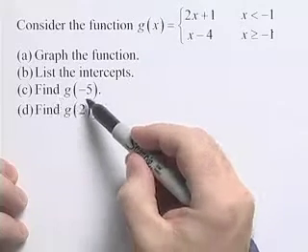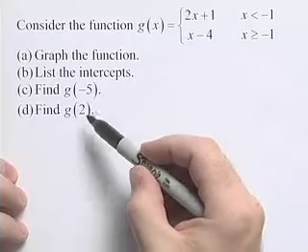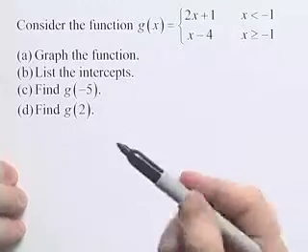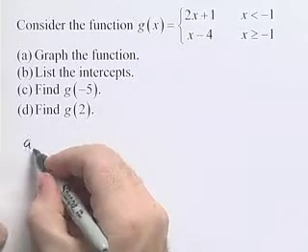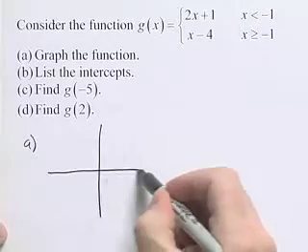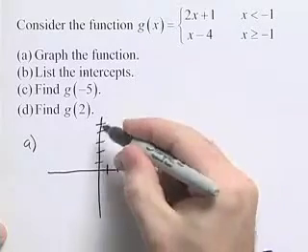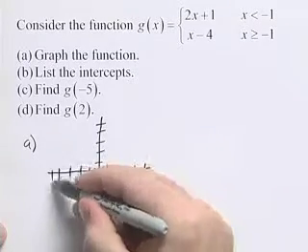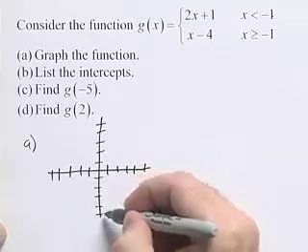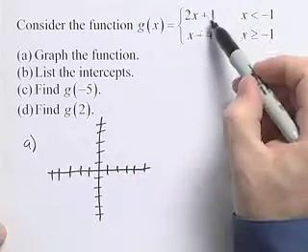in part C, evaluate the function when x is negative 5, and in the last part, evaluate the function when x is 2. So we'll start with part A by graphing the function. We'll make a little grid. We need to graph this function in pieces, so we'll start with the first piece.